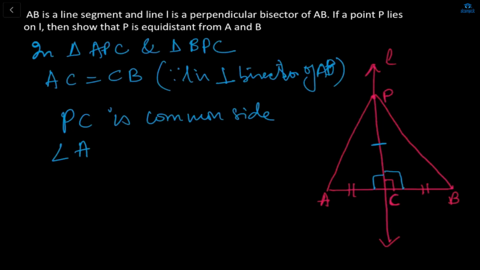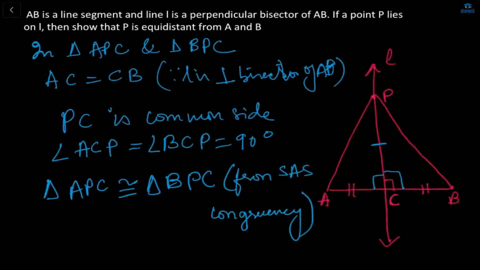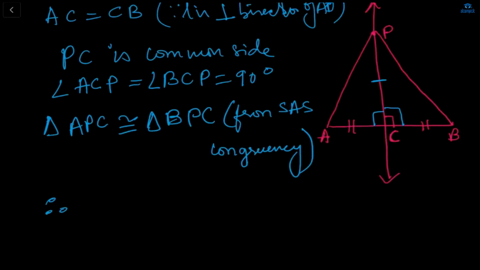Okay, so angle ACP is equal to angle BCP is equal to 90 degrees. So triangle APC is congruent to triangle BPC from SAS congruency. Therefore, AP is equal to PB from CPCT, corresponding parts of congruent triangles. Okay, understood, everybody? Any doubt?